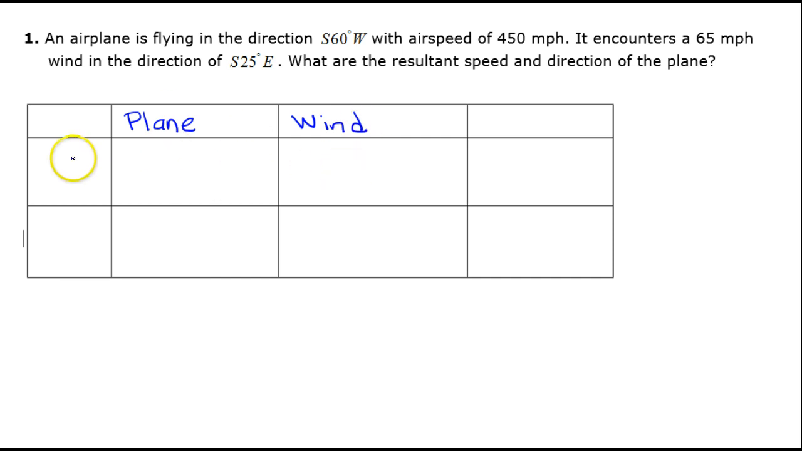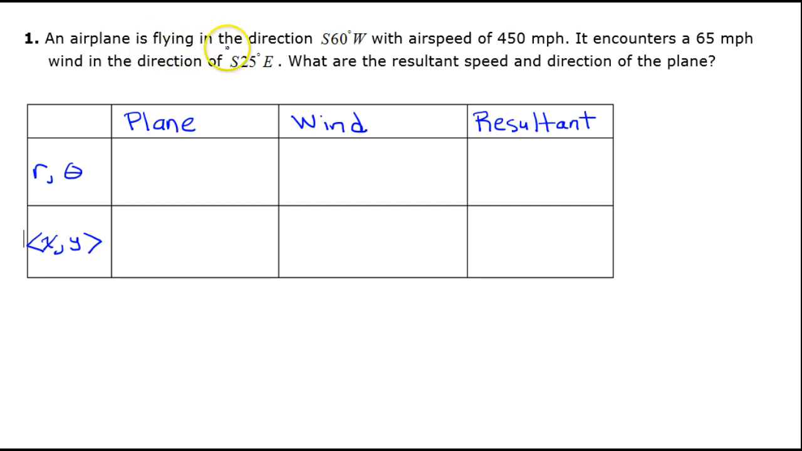So that's what these columns are for. The third column is for the resultant that we're looking for. Now, in the first row, we will record the magnitude and direction of each vector. And in the second row, we will convert to component form. Okay, so the chart will guide you through the process as well as keeping you organized. So start by finding the magnitude and direction for each of the two vectors involved.